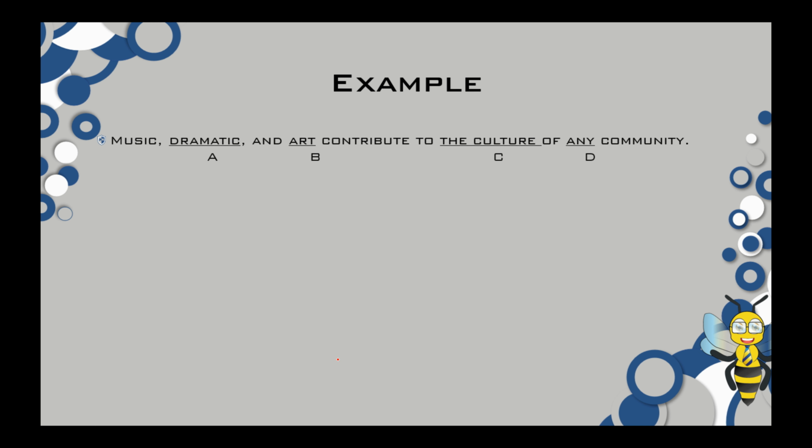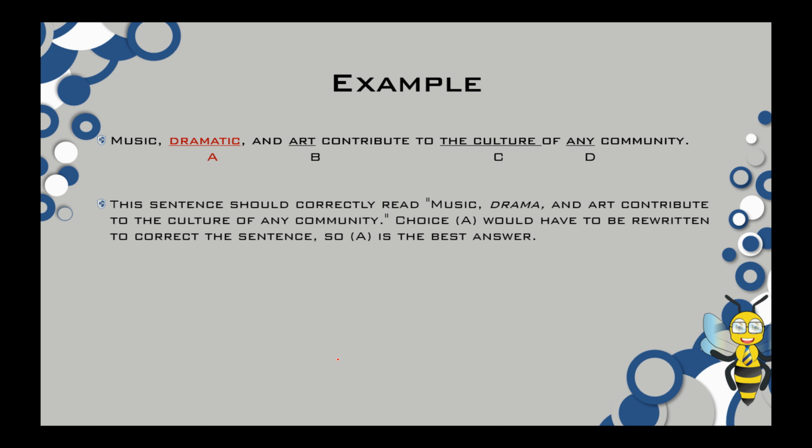Which of these were dramatic? You sure? Yes. That's right. Dramatic. And we'll continue talking about parallel sentences, okay? Because dramatic is an adjective, right? So we have music, which is a noun, and art, which is a noun. So dramatic is an adjective, and it should be drama. Okay, music, drama, and art, etc.